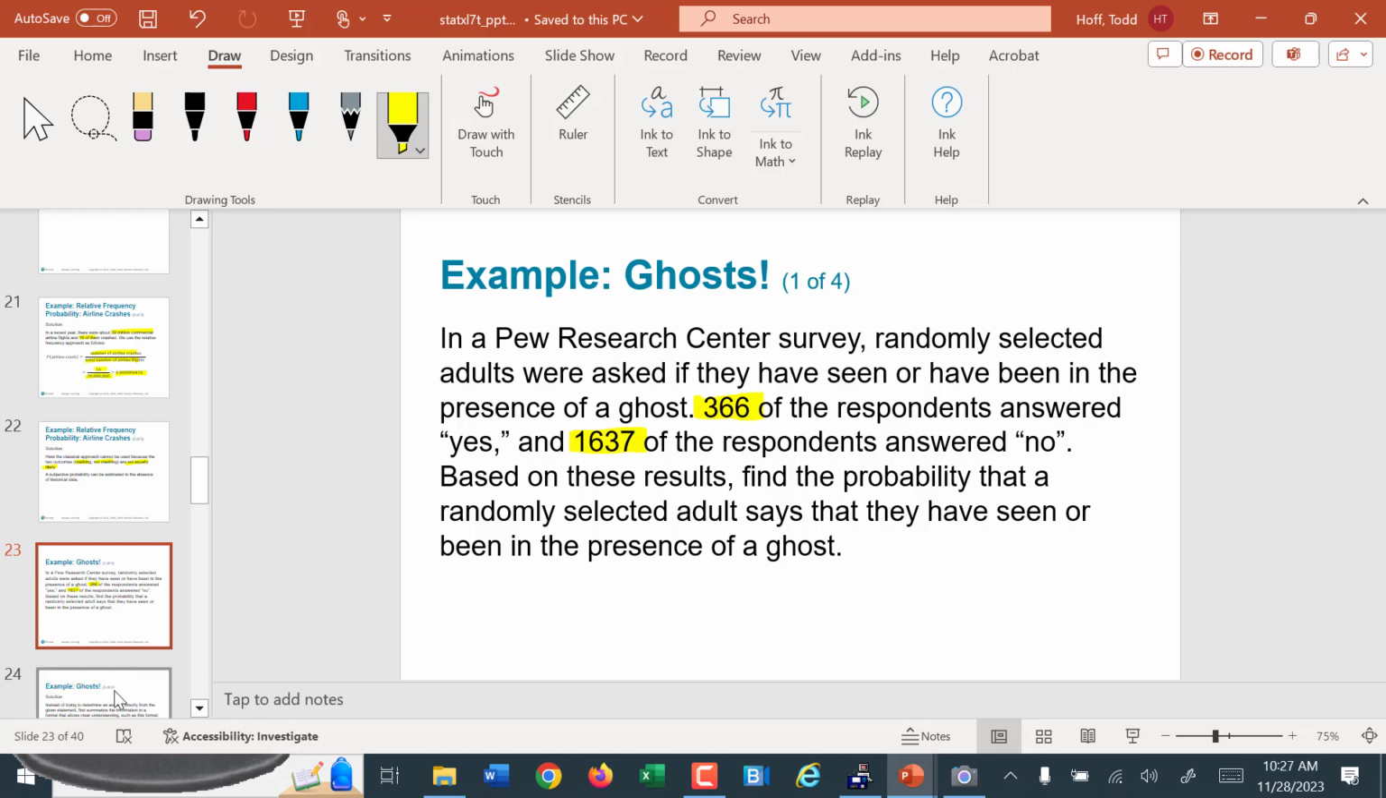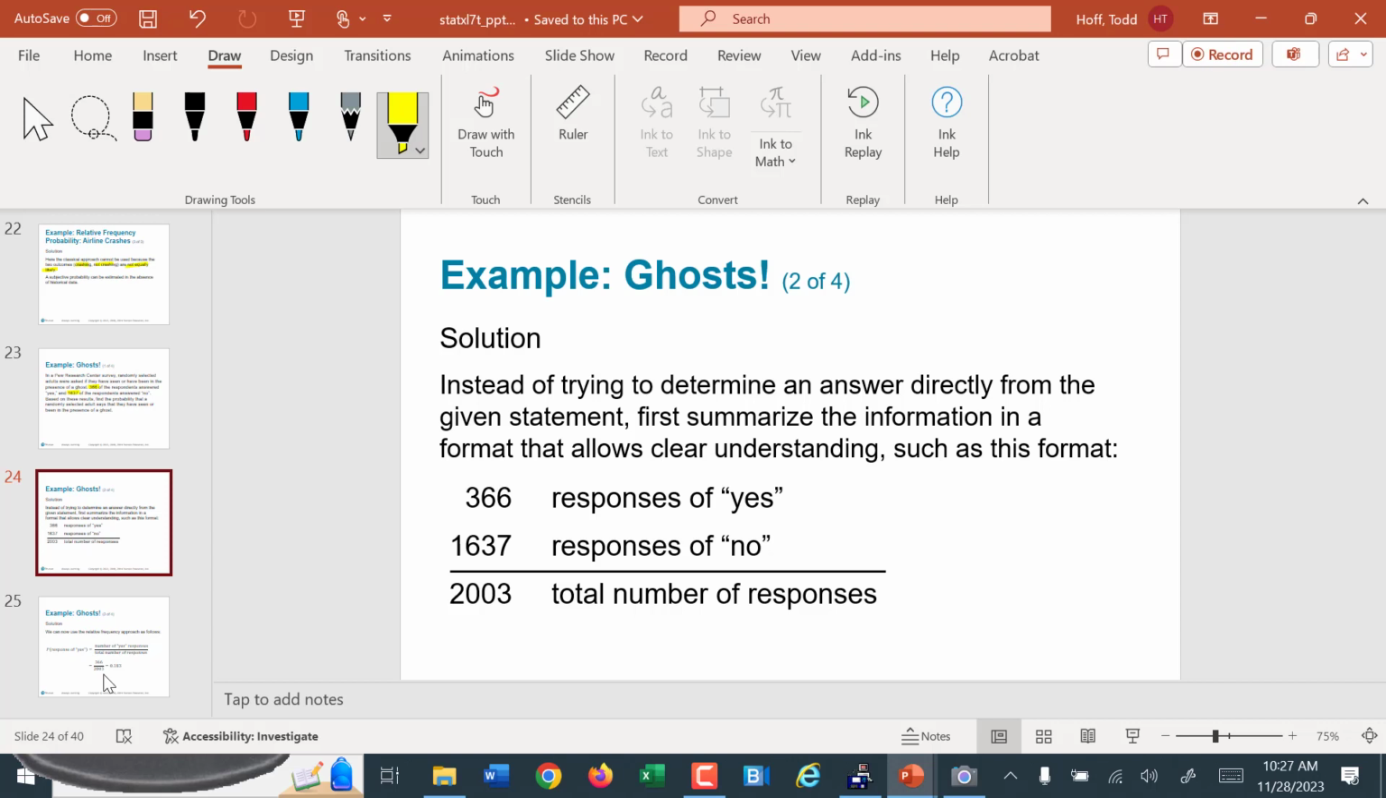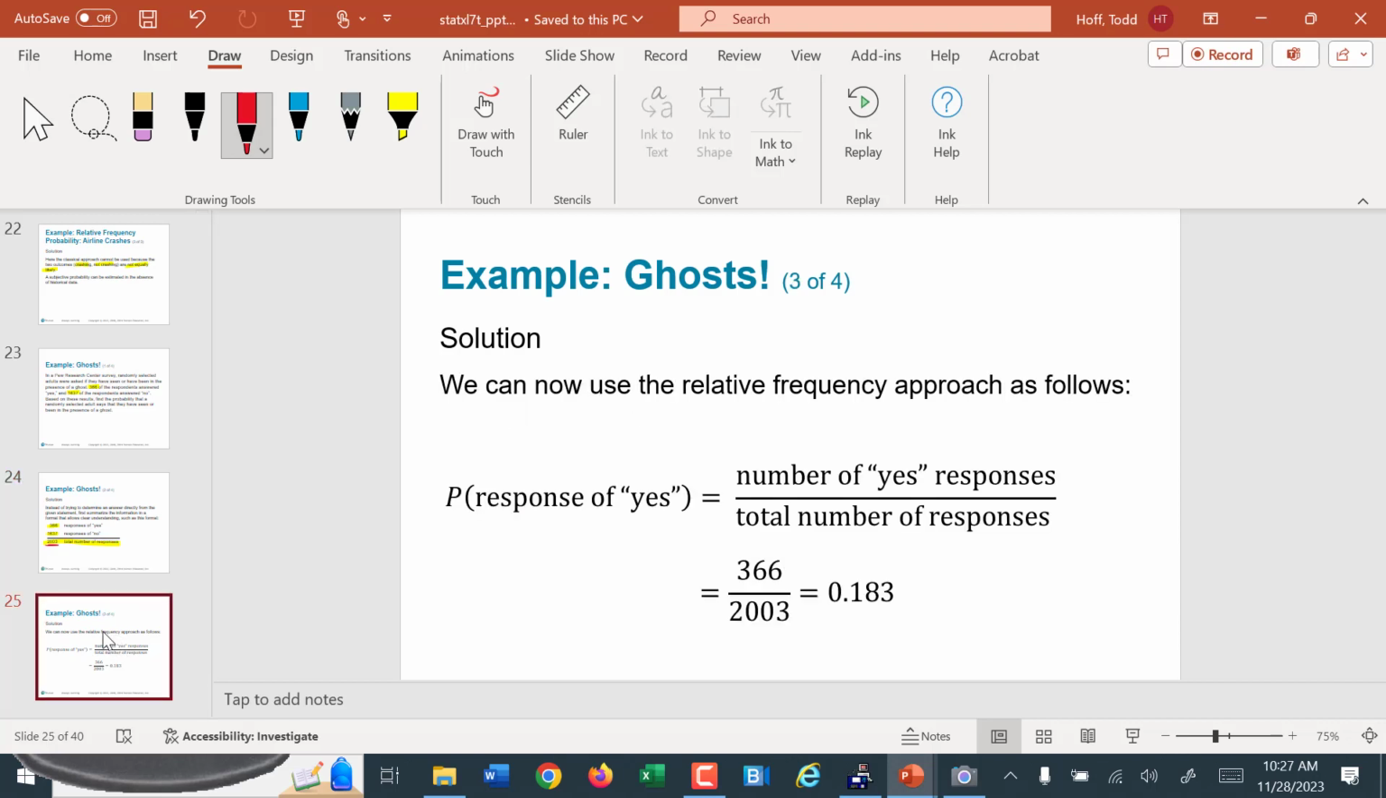So we want to find the probability that a randomly selected person from this group would respond yes. First thing we need to find is the total. We add up the 366 yeses and the 1,637 no's to get a total of 2,003 people that responded to the survey. So then to find the probability that they would respond yes, there's 366 yeses out of 2,003 total responses. Again, that's not a simple fraction, so we would divide that out into a decimal to make it easier to interpret. To get 0.183 is that probability.